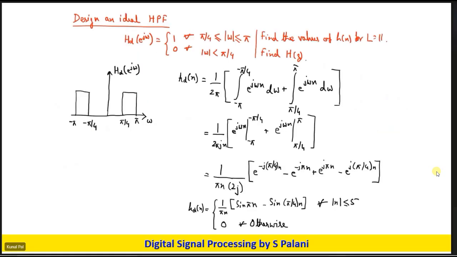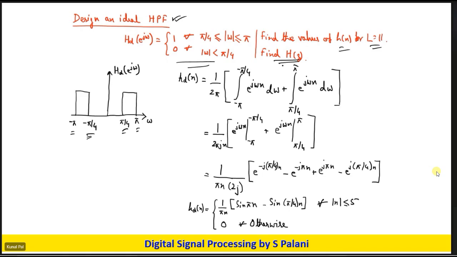Similarly, when we are given to design an ideal high pass filter, we will have Hd(e^jω) equals 1 for pi by 4 less than or equal to modulus of omega less than or equal to pi, and 0 otherwise. So you can see, since it is a modulus, the range is minus pi to minus pi by 4 and pi by 4 to pi, and in all other regions you have a value of 0. Find the values of h(n) for L equals 11.